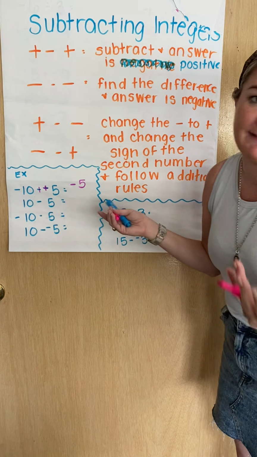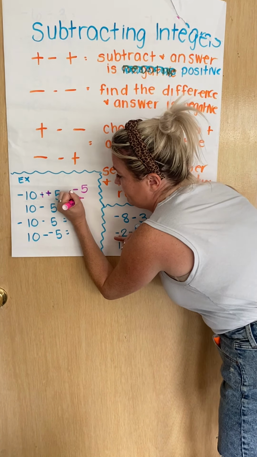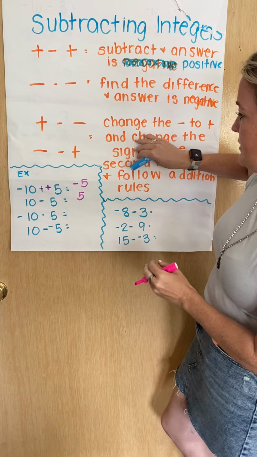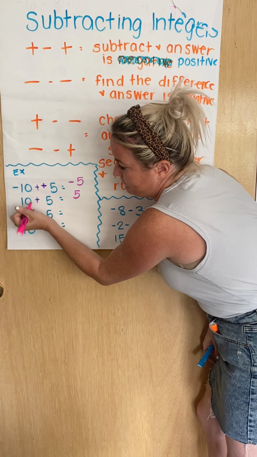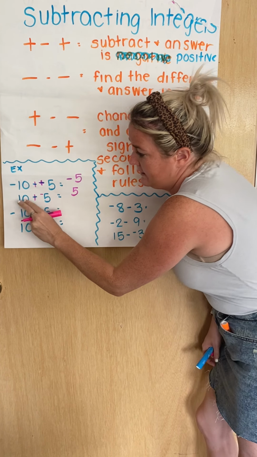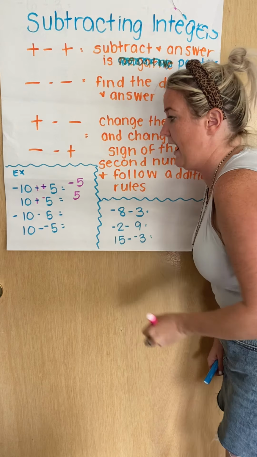Okay, I just know 10 minus 5 is going to give me 5. But this rule right here applies to everything. So even if I made this a plus and changed this to negative, 10 plus a negative 5 is still going to give me 5.